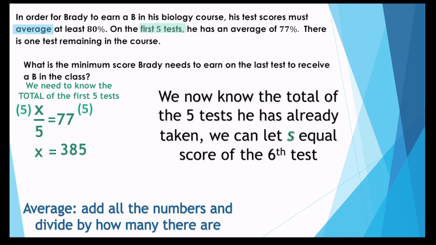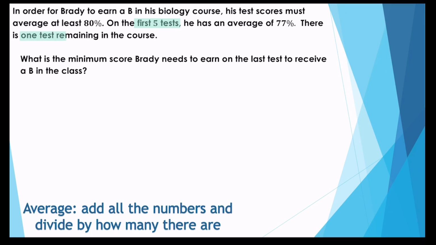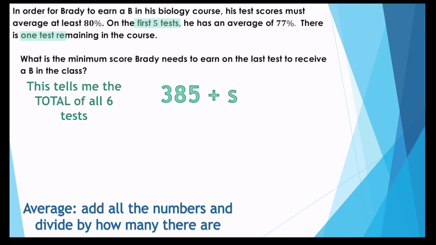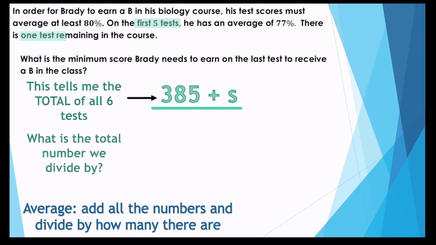Well, if S equals the score of the 6th test, think about what we would need to do now. Does this change your setup maybe? So remember, average means to add all the numbers and divide by how many there were. Well, his first 5 tests, and he's got 1 remaining. So his first 5 were 385. He's got 1 remaining. So if I add all those together, how many tests were there? 6 tests. So we had a total of 6, meaning I eventually am going to divide by 6.